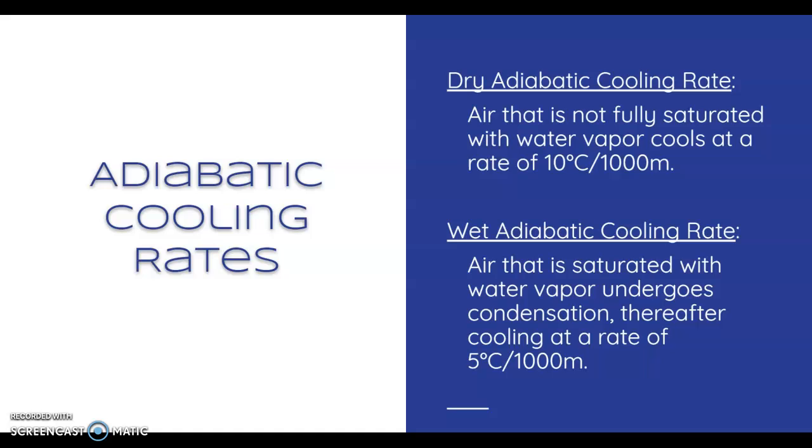Dry adiabatic cooling rate is related to air that is not fully saturated with water vapor. Here we see that air cools at a rate of 10 degrees Celsius per 1,000 meters. Wet adiabatic cooling rate relates to air that is fully saturated with water vapor to the point that it undergoes condensation. While the air continues to cool, it does so at a decreased rate of 5 degrees Celsius per 1,000 meters.